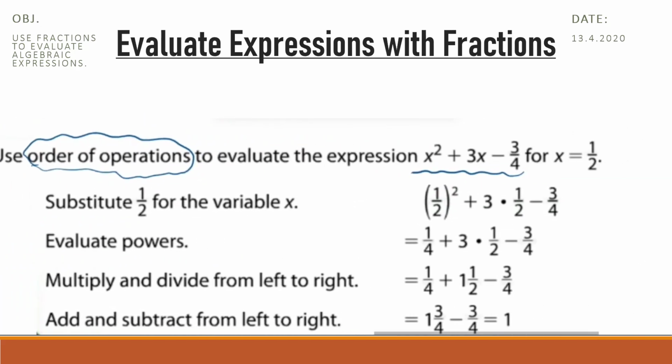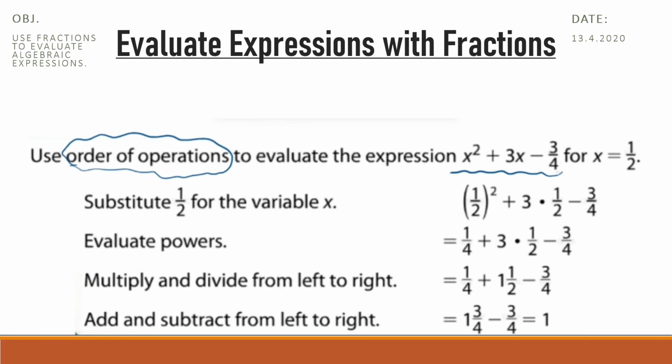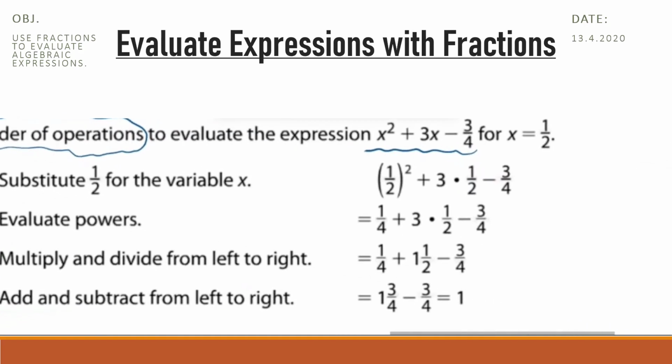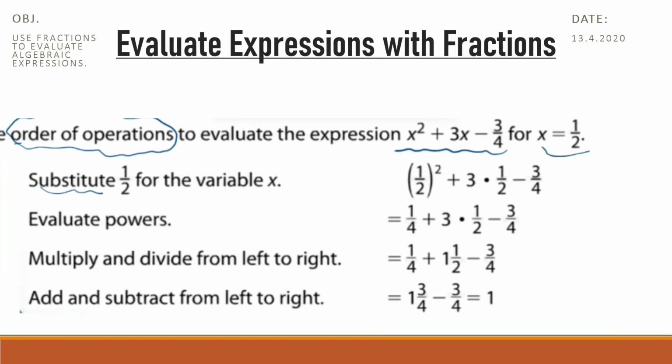Okay, so here we don't have parentheses or brackets, so we will move to the next step, which is powers. Let's go and find the powers. At first, of course, we should substitute x equal half, so substitute half for the variable x. Remove x and write half. So half square plus 3 multiplied by half minus 3/4.